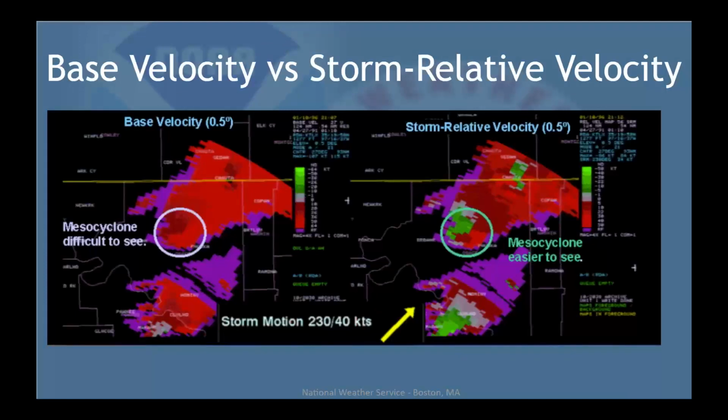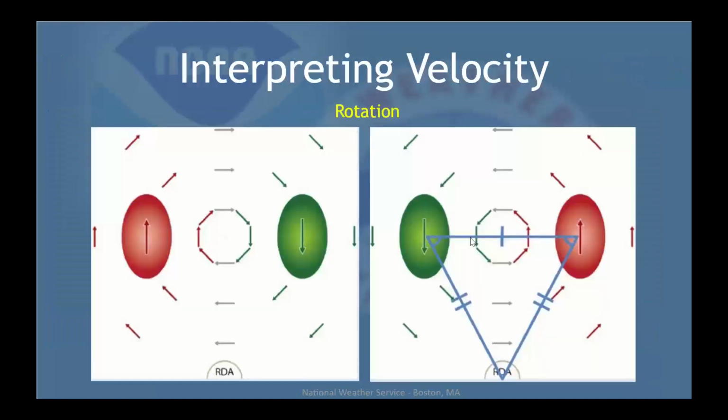So this is a look at the same storm, looking at the base velocity on the left and the storm relative velocity on the right. Because the storm relative velocity takes away the motion of the storm, it then unveils the rotation couplet within it. So it just makes it easier to detect. See here, you can see the difference, but it's not nearly as obvious as it is here.